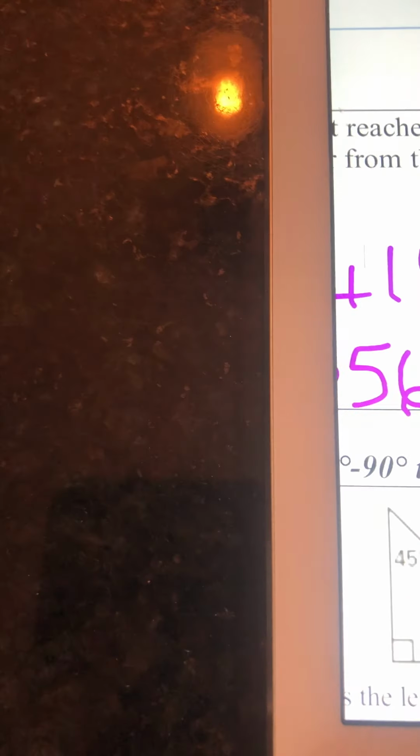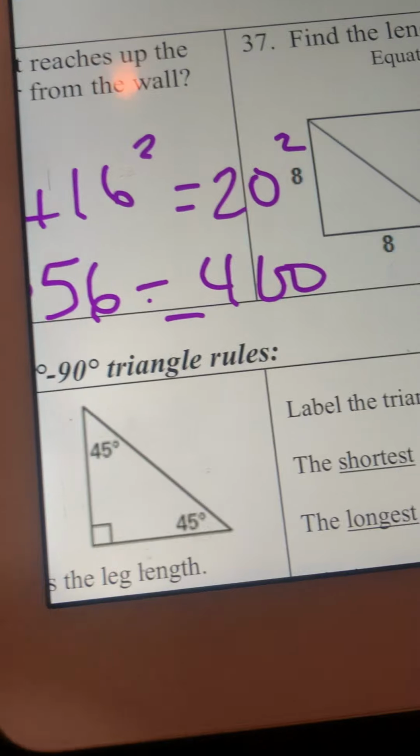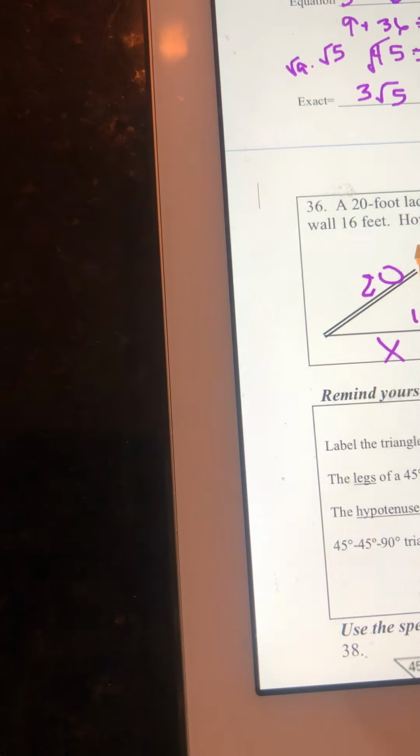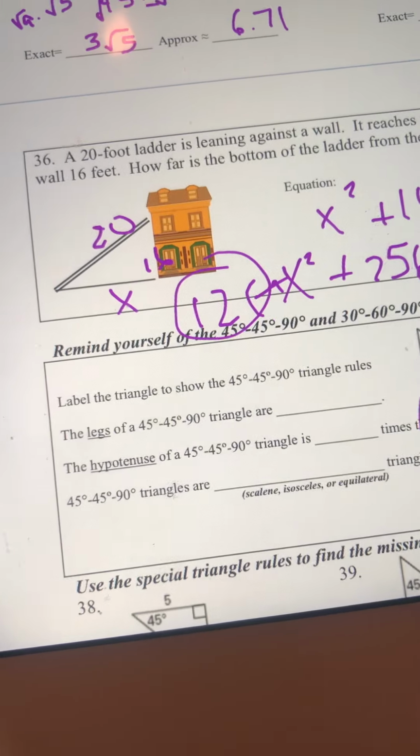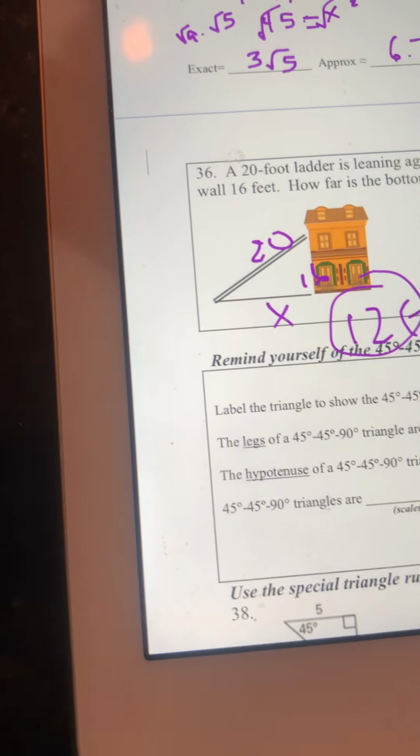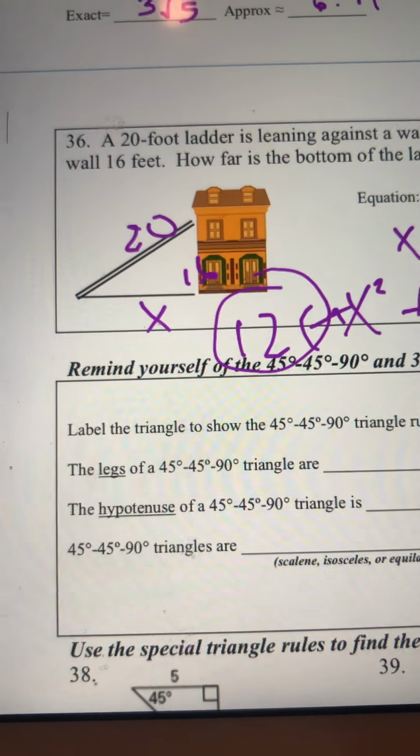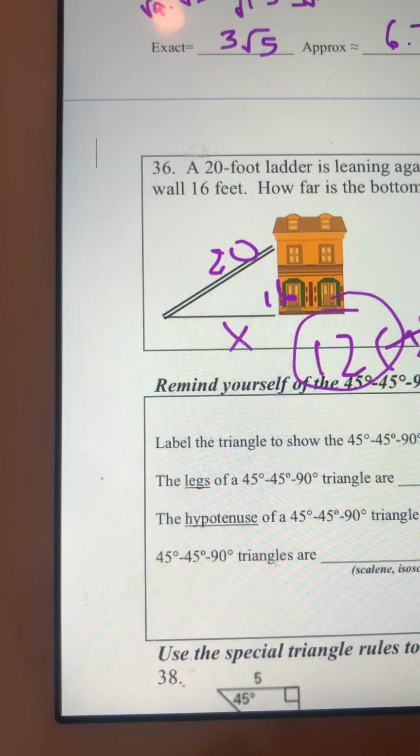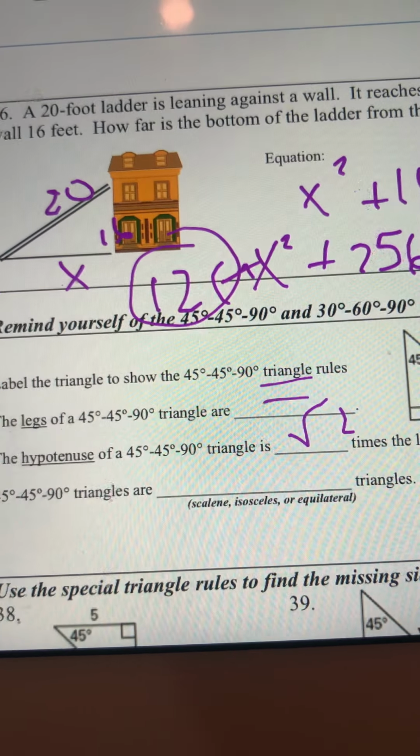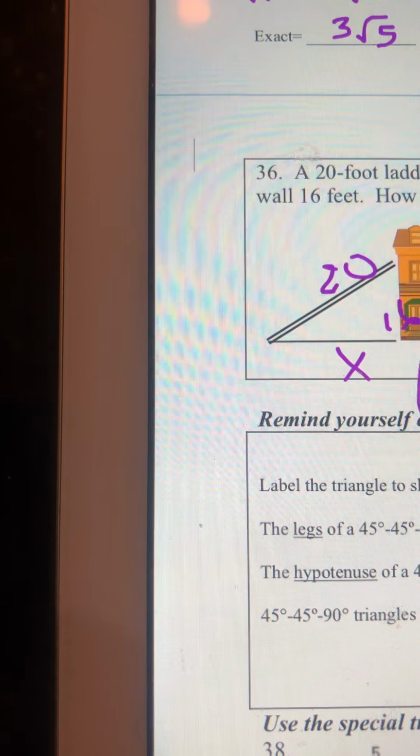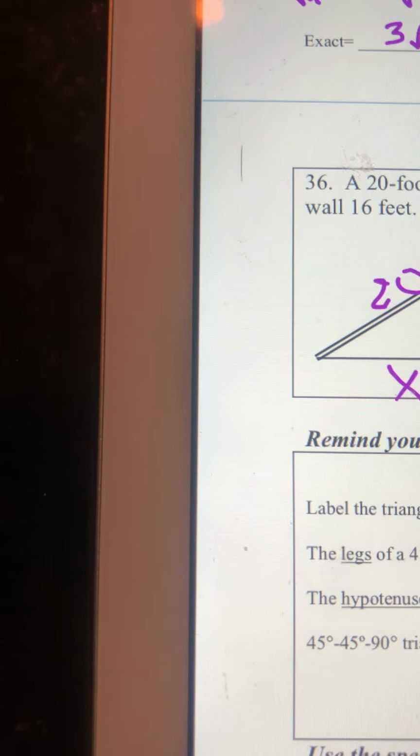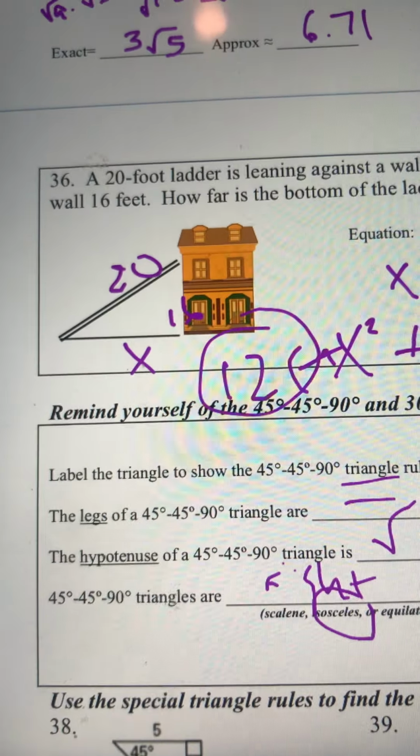Okay, so now we have our special triangles, 45, 45, 90. So the legs of a 45, 45, 90 are always equal. And the hypotenuse is root 2 times the leg length. And then these are, I'm just going to circle it, isosceles triangles. They're actually isosceles right triangles. So I'm going to write that both. It's a right isosceles triangle.